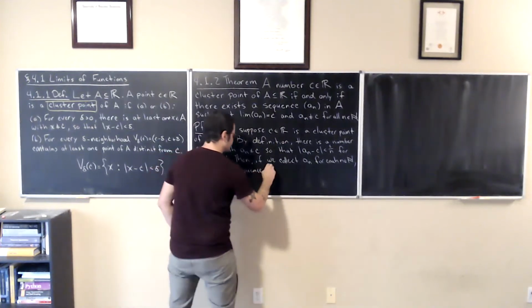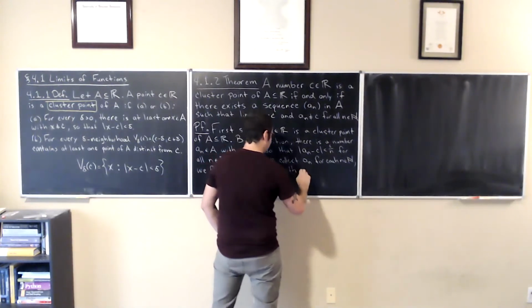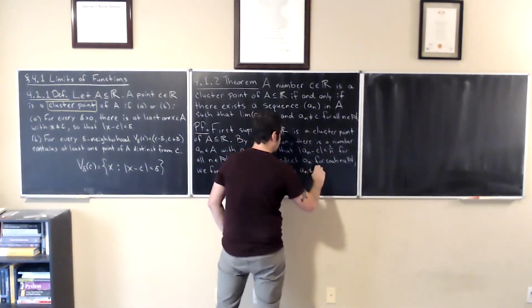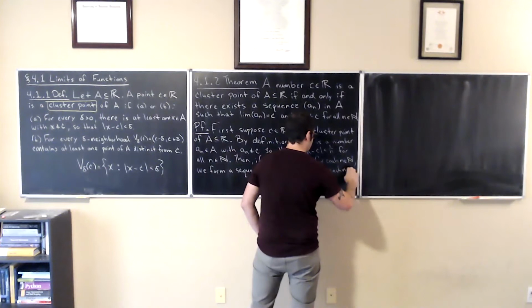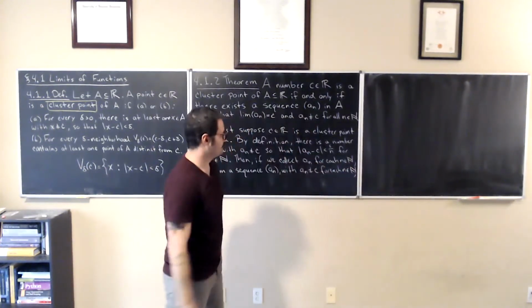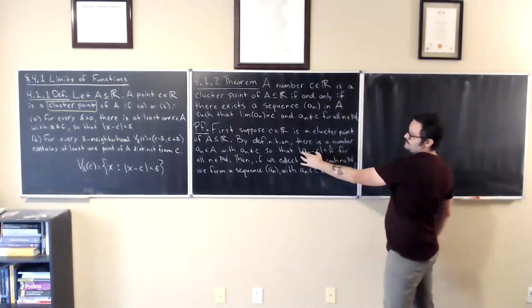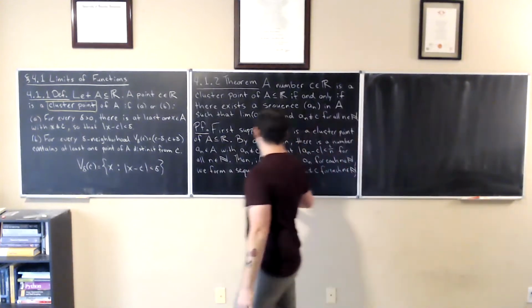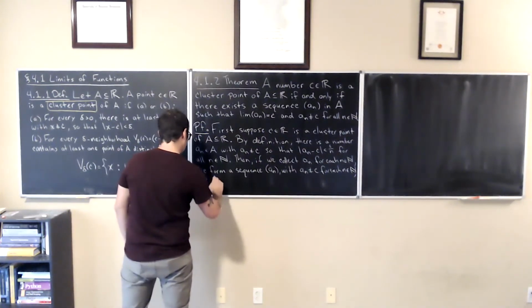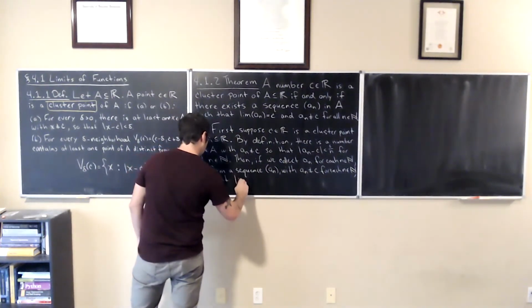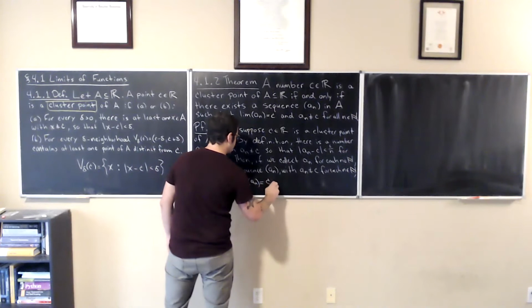A sub n with A sub n not equal to C for each n. Okay, it's kind of jumbled. For each n, and then also we know that as n goes to infinity, they converge, so that the limit of A sub n is equal to C.